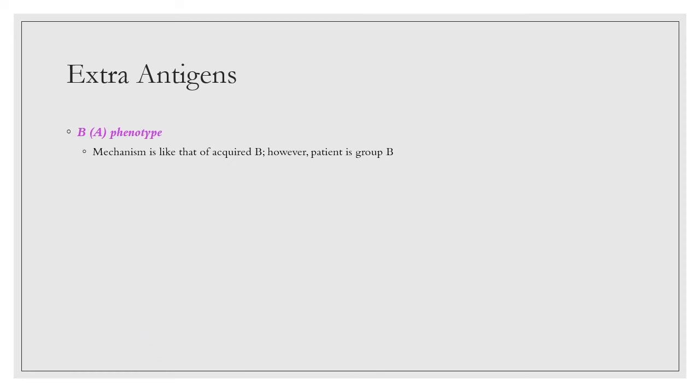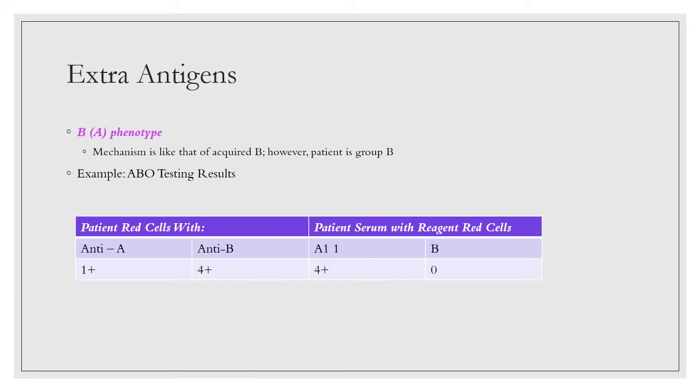Next extra antigen is the B or A phenotype. So it looks like acquired B, however, the patient is a group B instead of a group A. So here's an example. We're going to go back to, here's the forward type, here's the reverse type. In this case, the strongest reaction was 4+ with the anti-B, and on the reverse, 4+ with the A1 cells. So does this look right? Yes. Then on the other side, we have anti-A, and we get this reaction here, 1+. That one is what is sticking out as possibly not being correct.